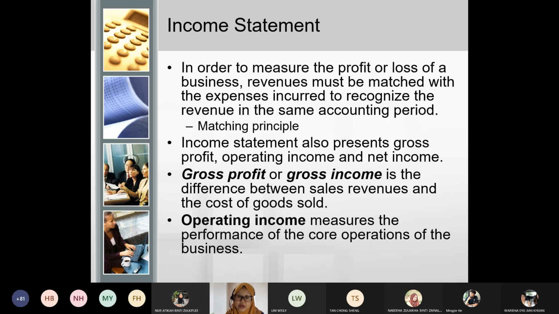While the operating income is the performance of the core operations of the business, which is the gross profit minus all the operating expenses. Then we get the operating income.